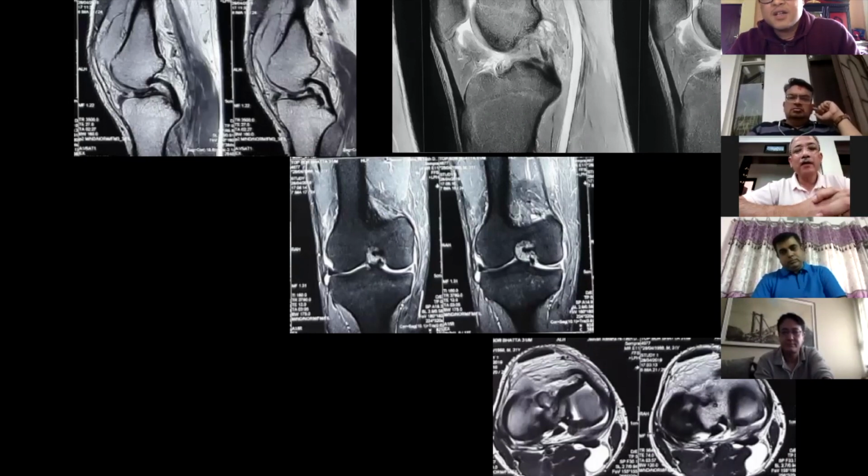Okay, Rajiv sir, there I have mentioned history of steroid injection. If the steroid injection was there just 1 week back, then will you operate this patient or will you wait for the surgery?